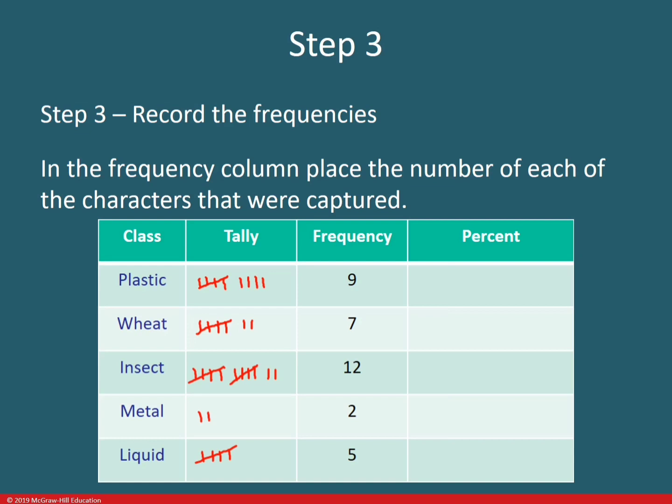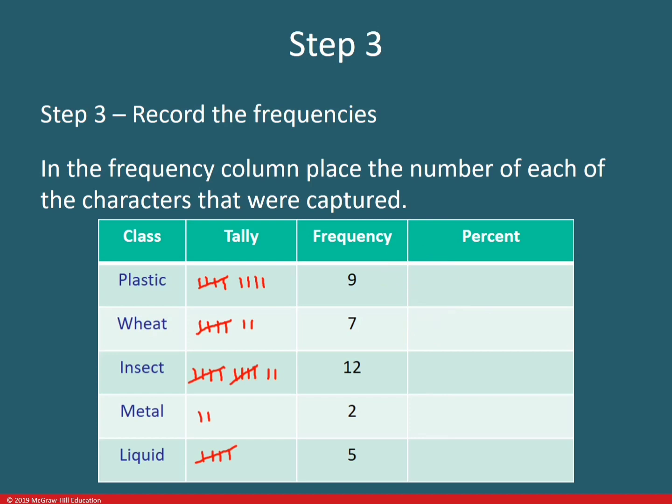However, my percentage will be based on the overall frequency, right? The overall frequency that I have, so that's 9 plus 7 plus 12 plus 2 plus 5. The total I have is 16 plus 12 is 28, so 35. So the total characters is 35.